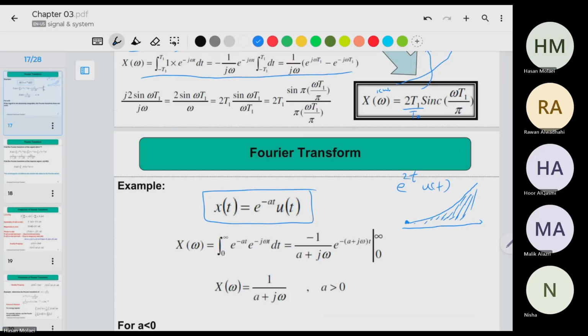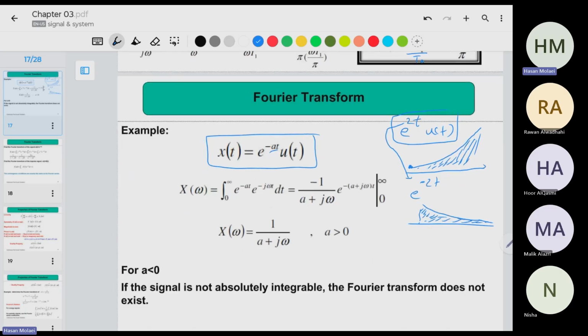So the only condition is on this a. This coefficient should be negative, which means here a should be positive. It would be something like that, whose energy is a limited value. So I can define the Fourier transform for that.